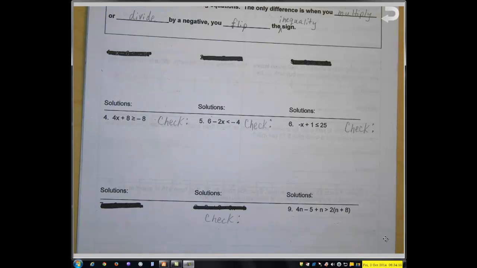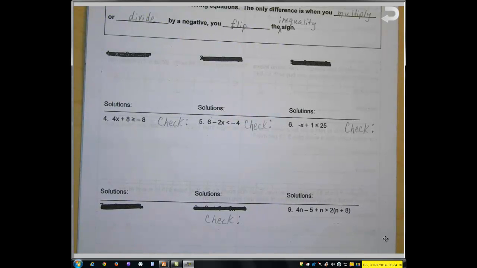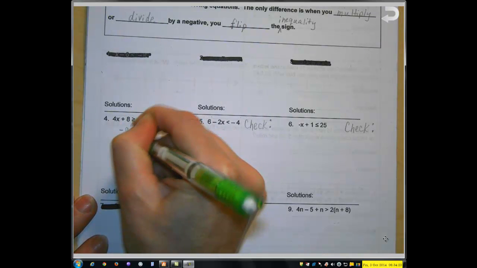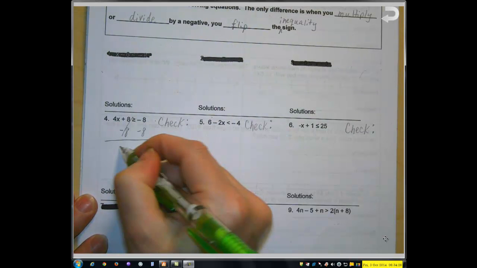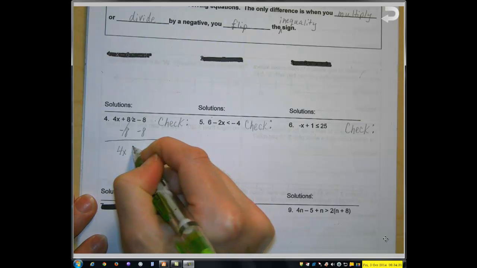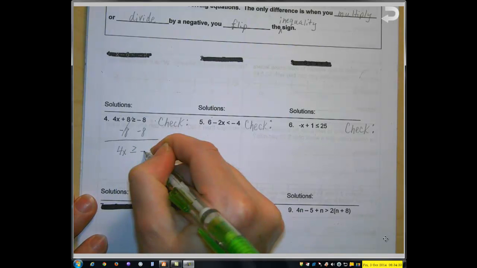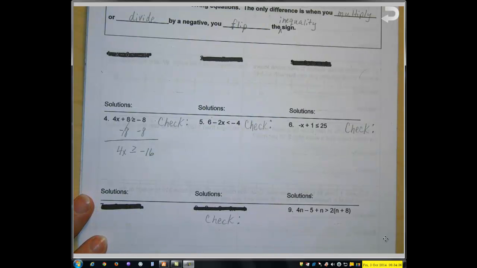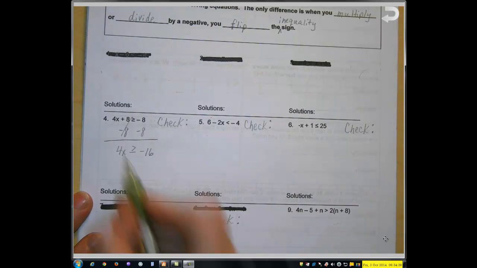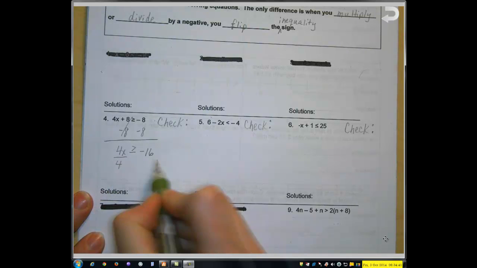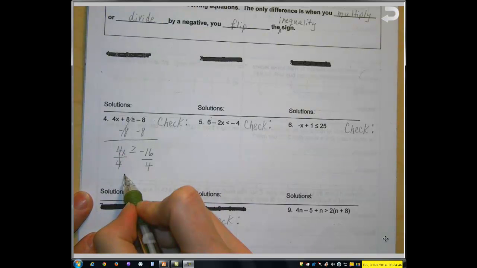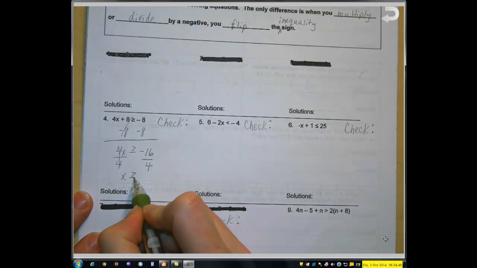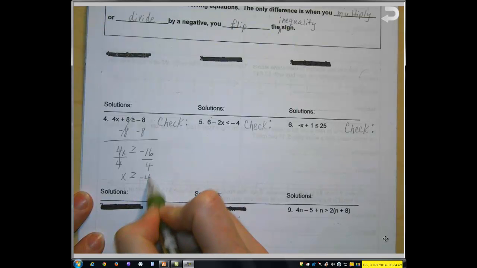Okay. So the rules are the same as for solving equations. So this is a two-step equation. The first thing we need to do is subtract 8 from both sides. And we get 4x is greater than or equal to negative 16. Now we need to divide both sides by 4. The 4's cancel out, and we get x is greater than or equal to negative 4.